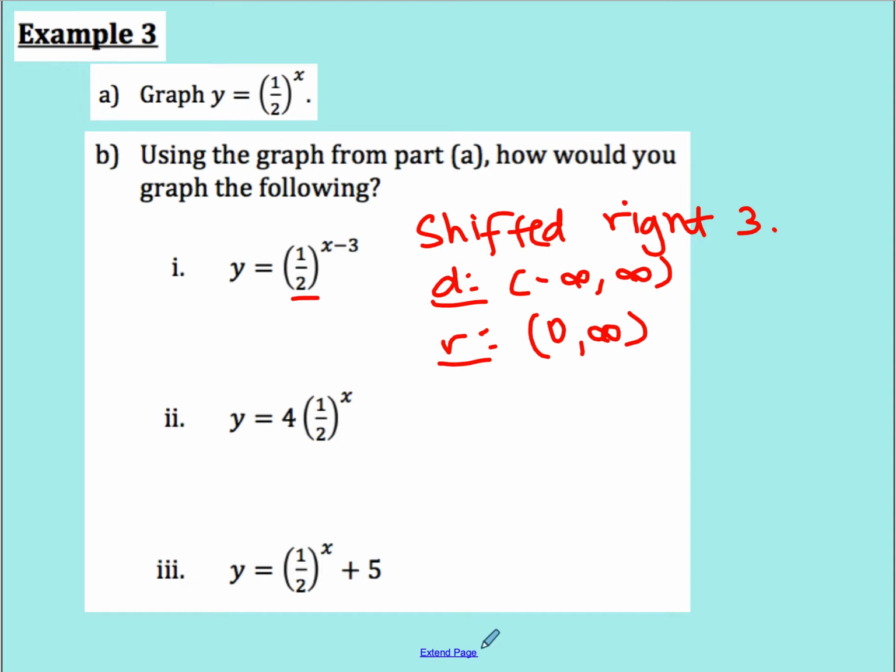Okay. This next one, what is different about this one compared to this one? The initial value for the first one is a value of 1, and now it is a value of 4. Okay, so my initial value is 4 and not 1.